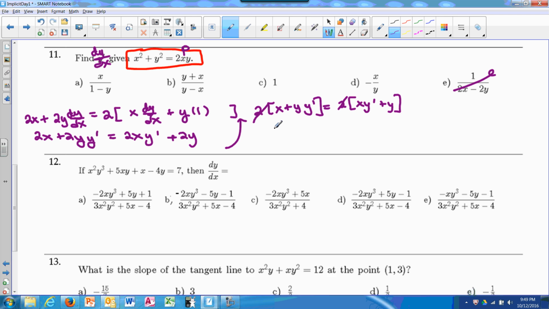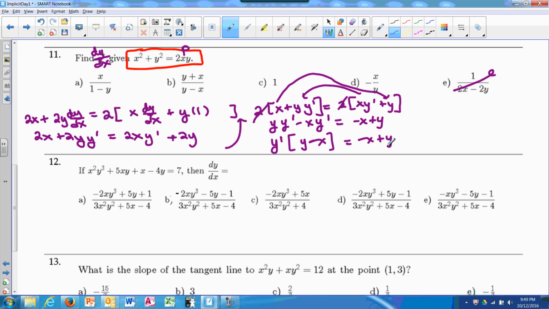So now I have my y prime terms. If I collect them together, I can pull them to the left. I have a y times y prime minus an x times y prime. If I move this one over, if I move the other x term back to the other side, I'm going to have a negative x and a positive y. Factoring out my y prime, my product term is now y minus x, and the right-hand side is negative x plus y. So if I divide the right-hand side by the left-hand product term, negative x plus y, divided by y minus x.